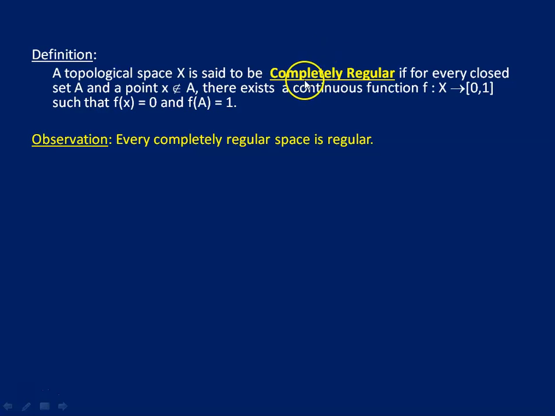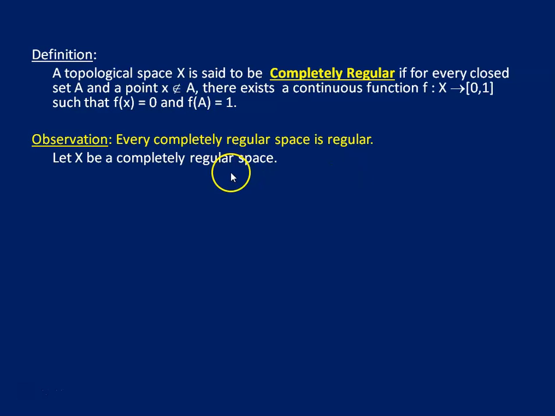But in the case of completely regular spaces, for this closed set and the point outside it, there must exist a continuous function from the space to the closed interval [0, 1], where that continuous function takes the point x to one end of this interval, 0, and takes the subset A to the other end, that is 1. So f of x is equal to 0 and f of A is equal to 1. Now we have to prove that every completely regular space is regular.